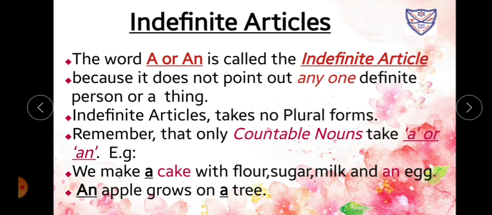For example, we make a cake with flour, sugar, milk and an egg. So over here we are using article a and article an. Second example, an apple grows on a tree. So over here we are using an and a as the articles in this sentence. So we can say a or an is only used for singular forms, or we can say it is used for the countable nouns.